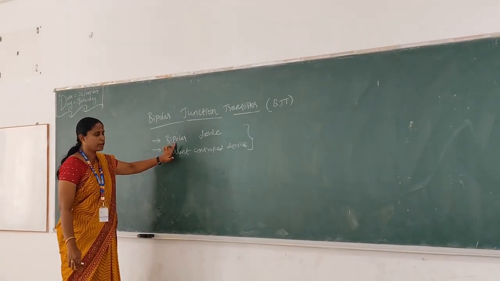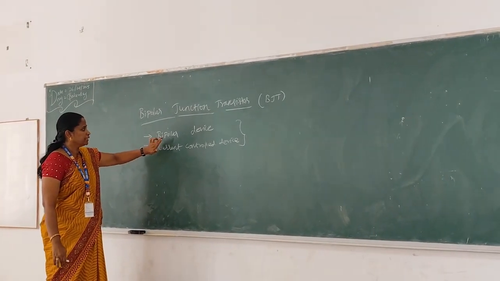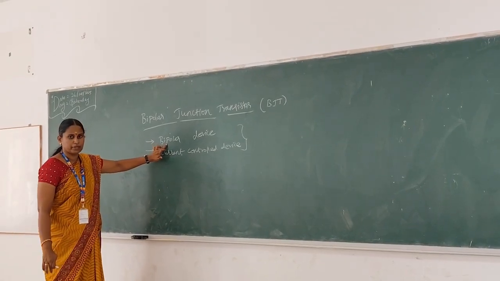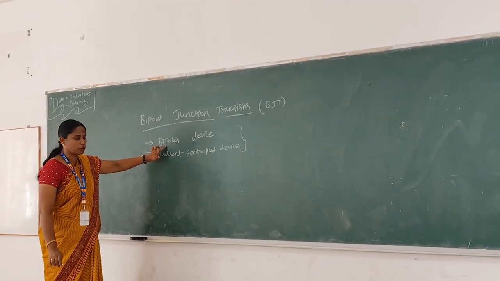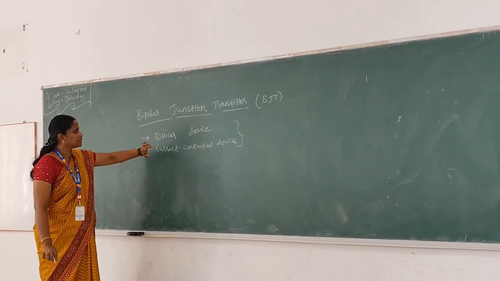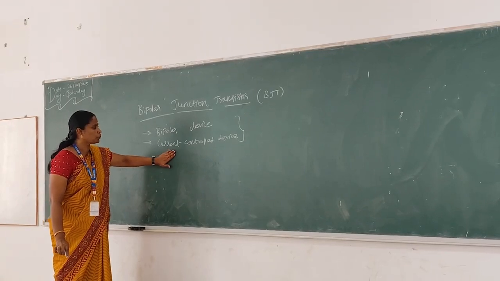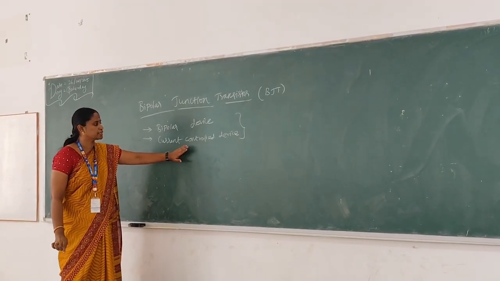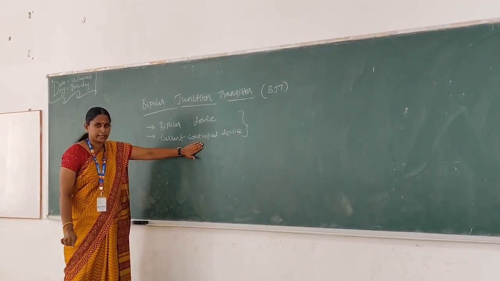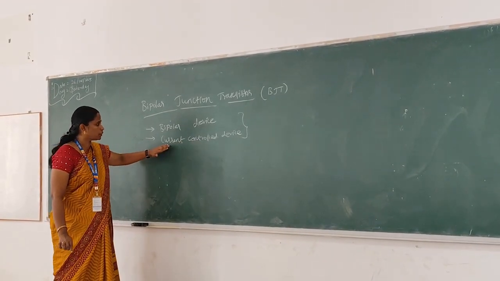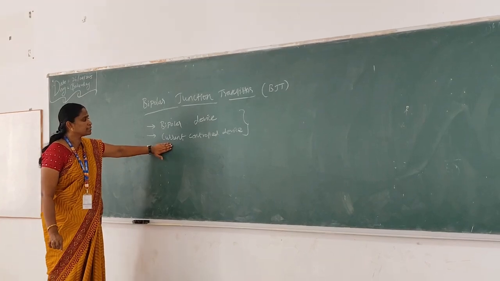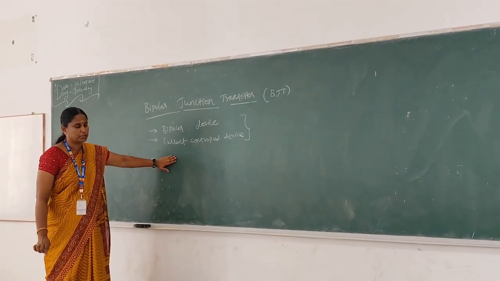So, it is a bipolar device because the current conduction is due to electrons as well as holes, and it is a current controlled device because the output current of this device is controlled by the input current.